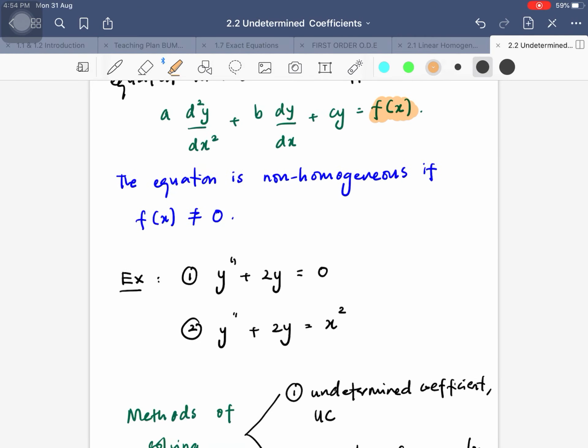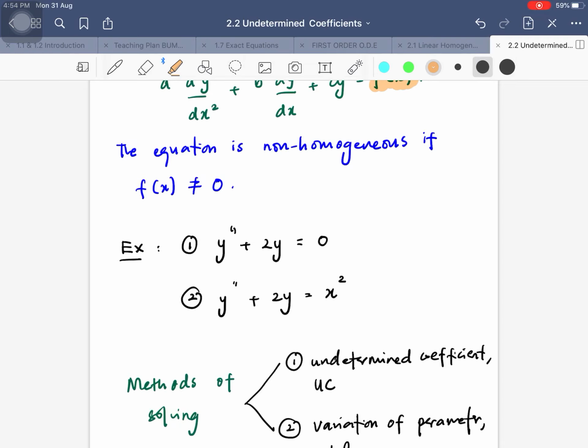So I'm going to demonstrate with these two particular examples that are going to help you see it clearer. If I have an equation of y double prime plus 2y equals 0, then on this side my function f of x is equal to 0. Automatically, we know that this is going to be a homogeneous second order equation. But for this case, my f of x is not equal to 0. So it's going to be defined as being non-homogeneous. It's going to be as easy as that.